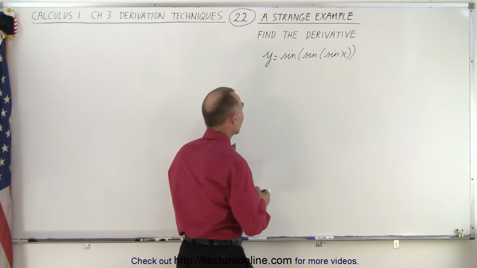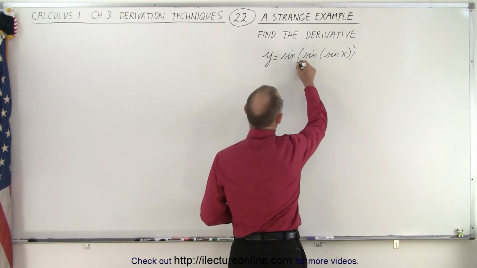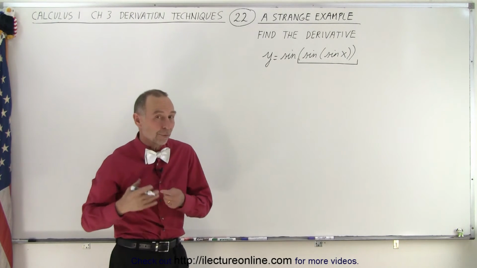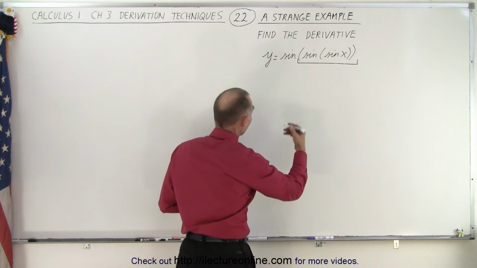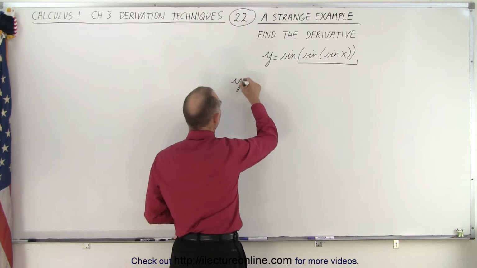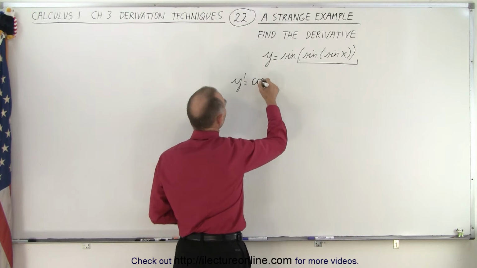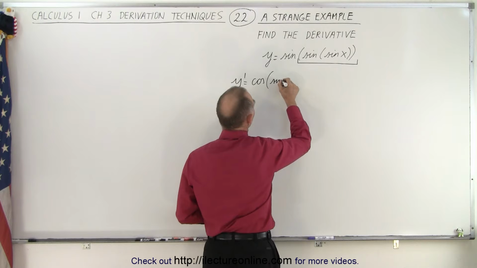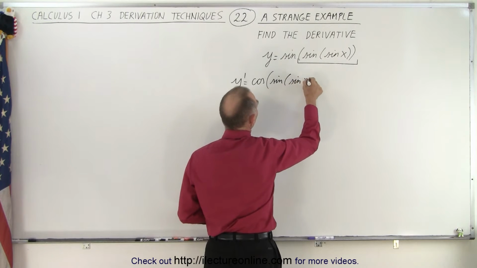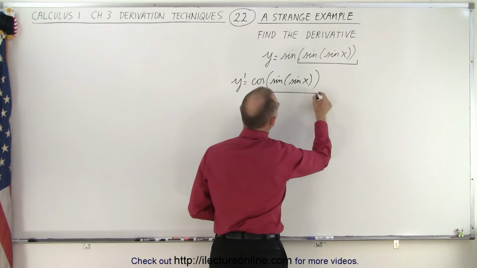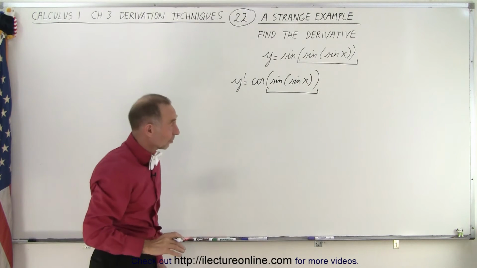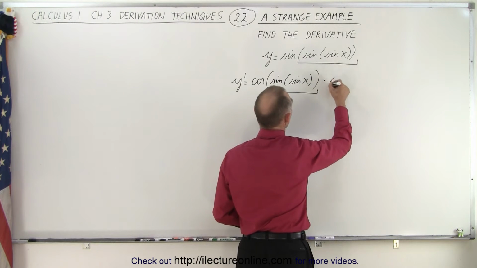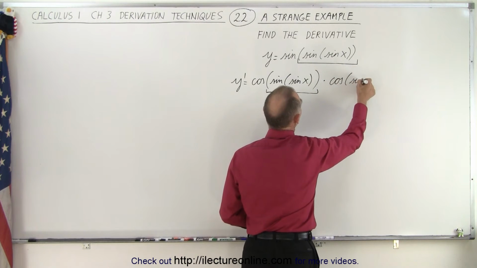So first of all, what we essentially have is the sine of this expression right here. So consider that the angle. If we're going to find the derivative of that, the derivative of the sine is of course the cosine, and so y prime equals the cosine of this expression right here. So it would be the cosine of the sine of x. But now we have to find the derivative of that expression. So the derivative of the sine of x, well, that would be times the cosine of the sine of x.